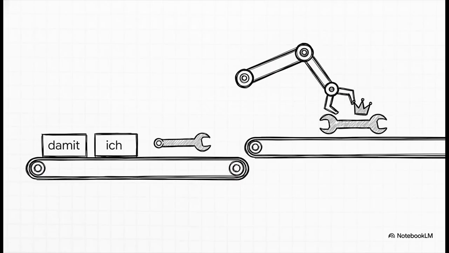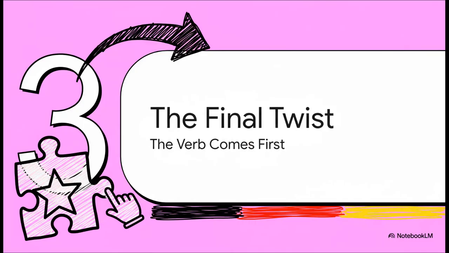Okay, but what if there are two verbs, like when you use can or must? It's actually pretty simple. The verb that's conjugated, that's the one that changes to match the subject, like ich kann or du kannst, that's the one that moves to the end. The other verb just hangs out and waits for it there. So we've seen the verb in position 2, and we've seen it at the very end. Well, there's only one place left for it to go, the very beginning. Let's look at the final piece of our sentence puzzle, where the verb actually gets to be the star of the show in position 1.